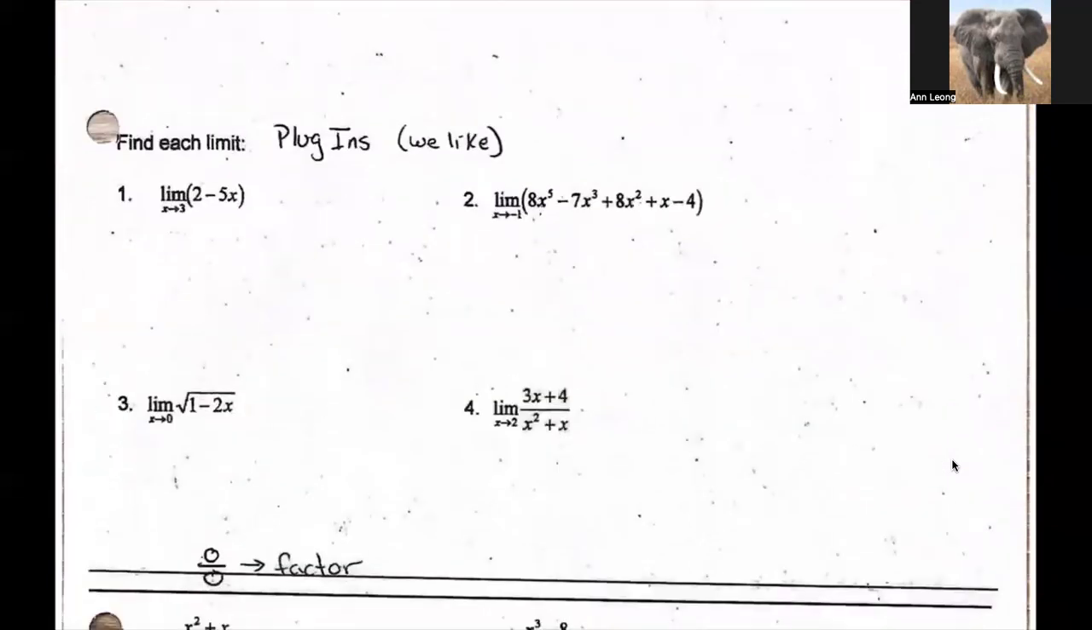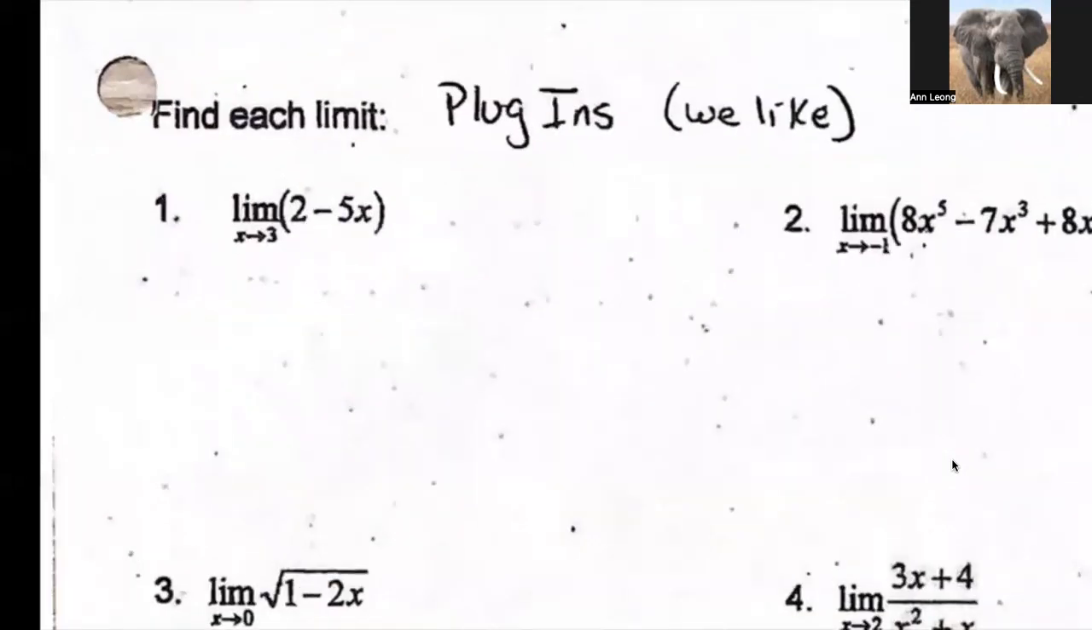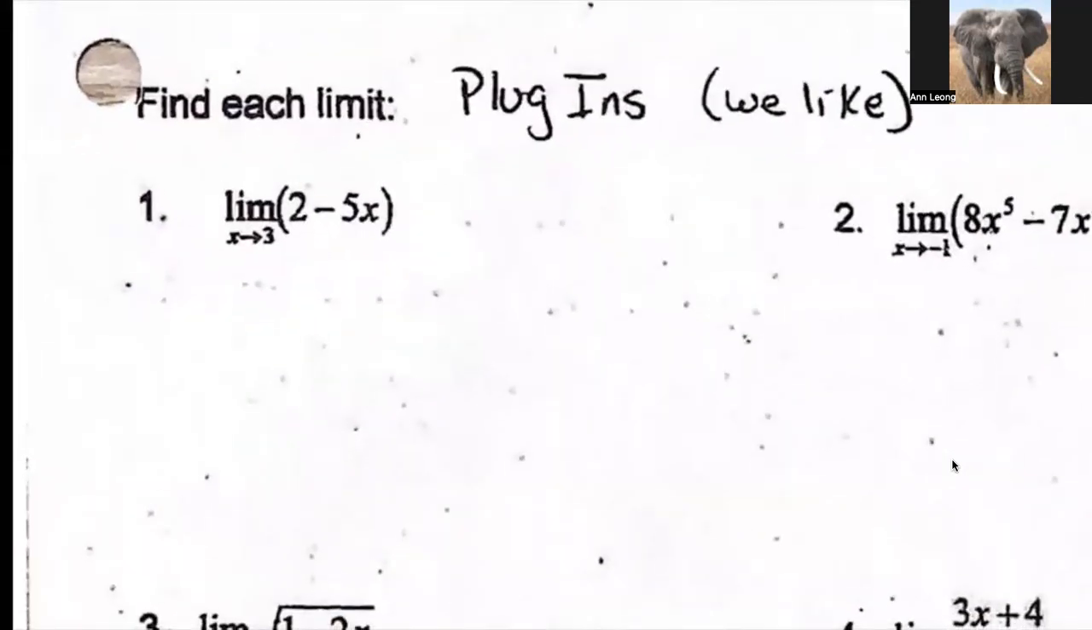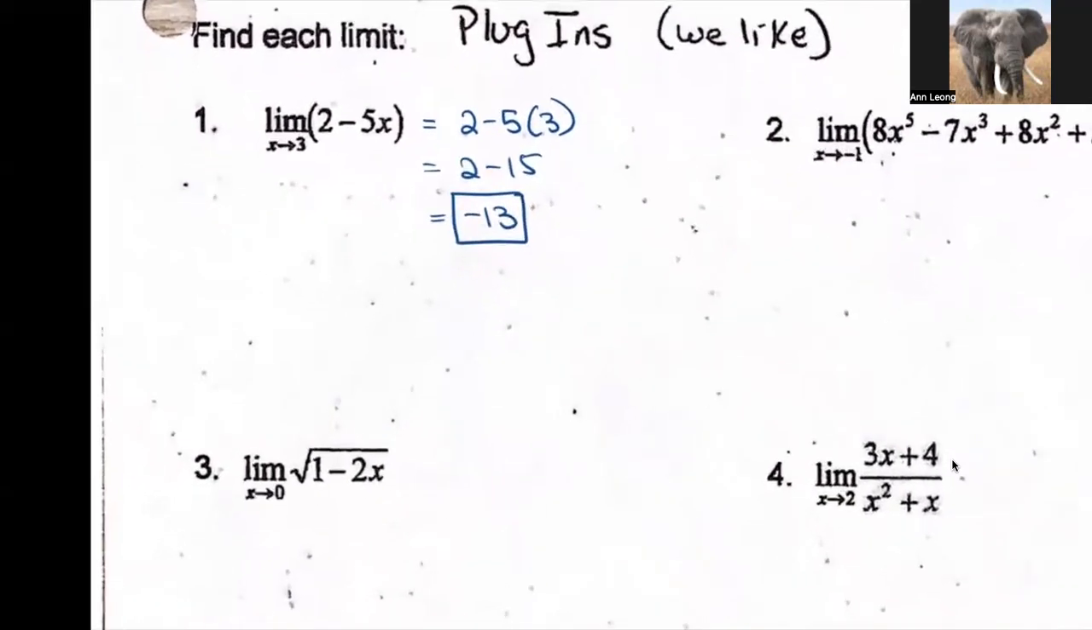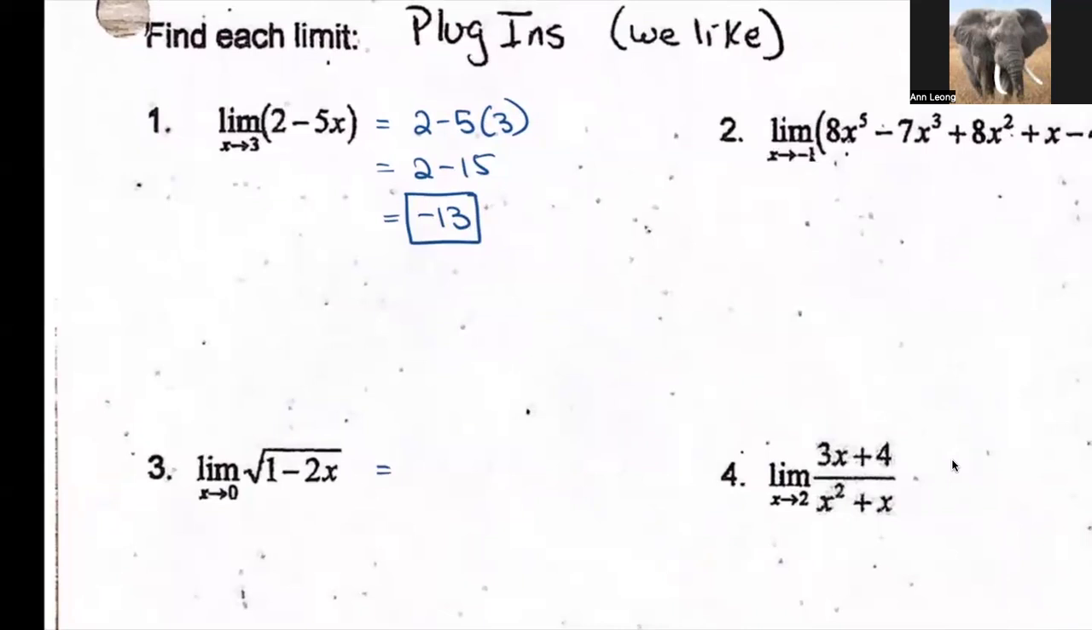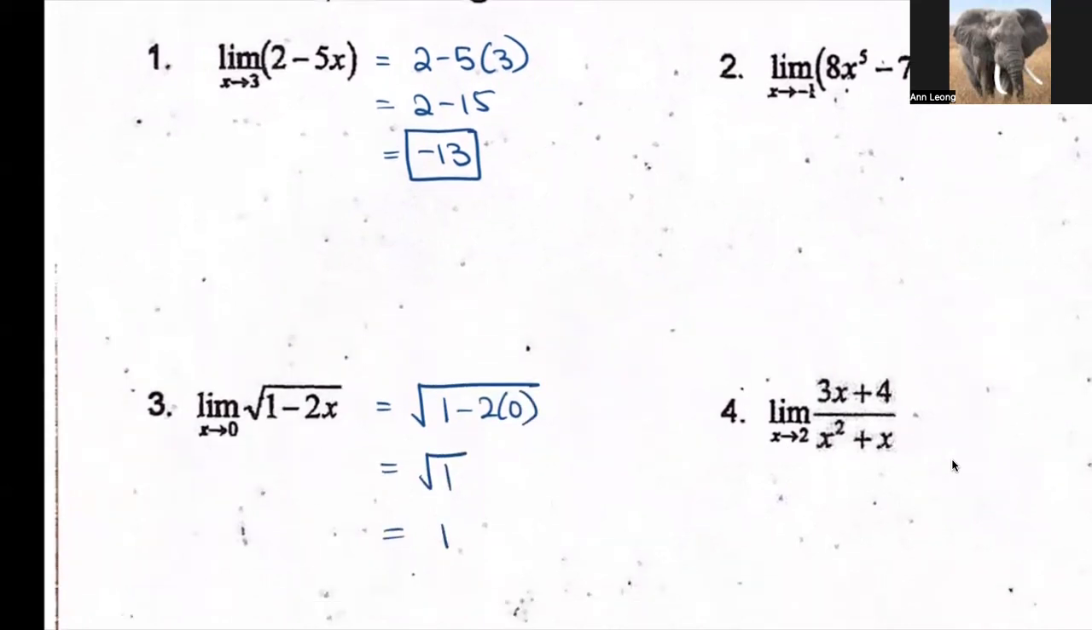All right. Let me show you just a few more, and then I'll have you guys try some on your own. Okay, so find each limit. So for number 1, all right, pretty simple. There's nothing to factor. I can just plug it in. So I get 2 minus 5 times 3, which gets me negative 13. All right. Even with questions like number 3, we can plug in. We get 1 minus 2 times 0, getting me 1.